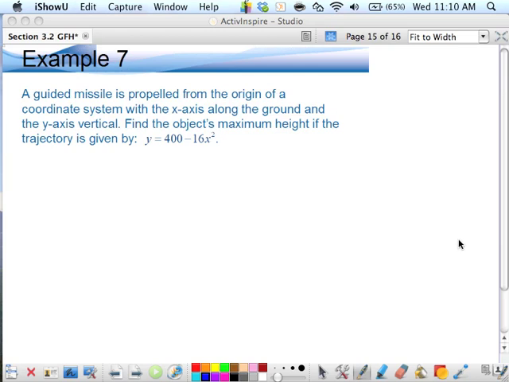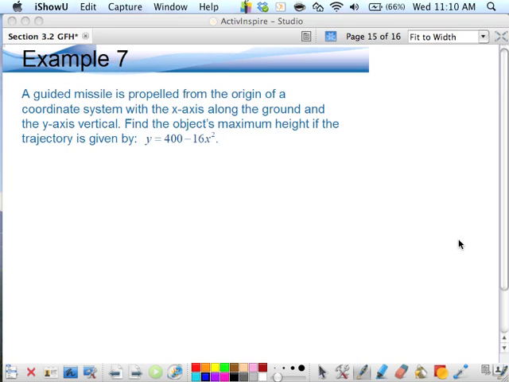Because students have so much trouble with word problems, let's think about doing a couple more on just maximizing and minimizing, working with those quadratic equations. Here we know that a guided missile, we're getting fancy here, is propelled from the origin of a coordinate system, whatever that means, with the x-axis along the ground and the y-axis acting as the vertical. Find the object's maximum height if the trajectory is given by y equals 400 minus 16x squared.